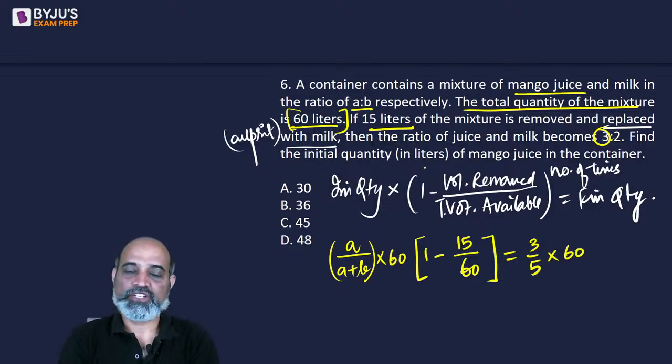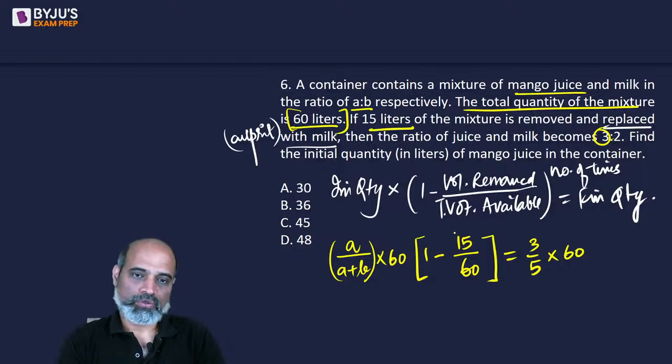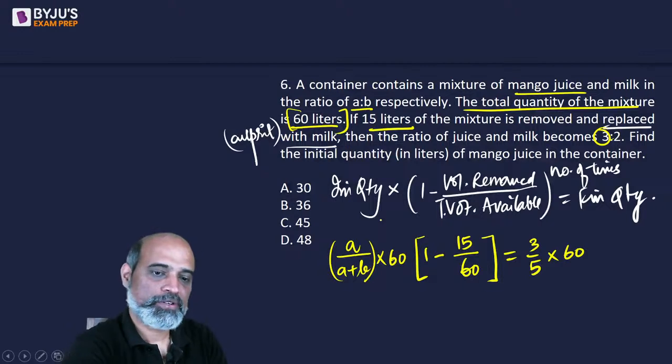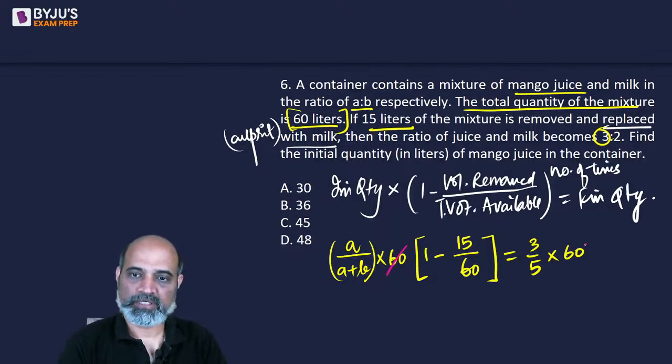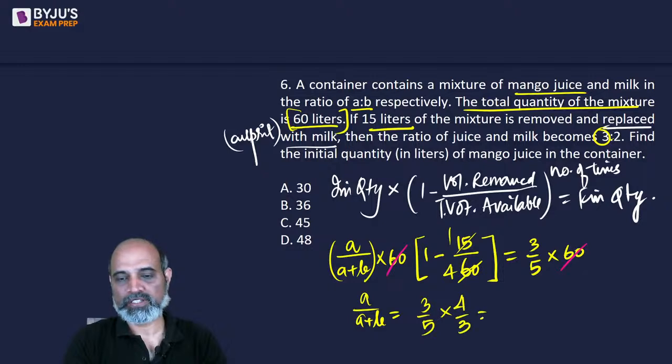So we need to find the initial quantity of mango juice in the container. So we need the quantity, right? The first thing that will cancel out is this number 60. And we can write A by A plus B is going to be 3 by 5 times this. This is 1 and 4. 1 minus 1 by 4 is 3 by 4. So it becomes 4 by 3. So this is 4 by 5. And 4 by 5 is 80%.